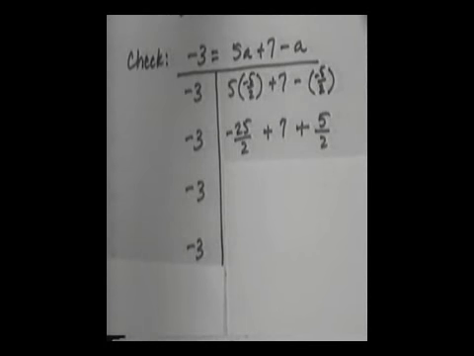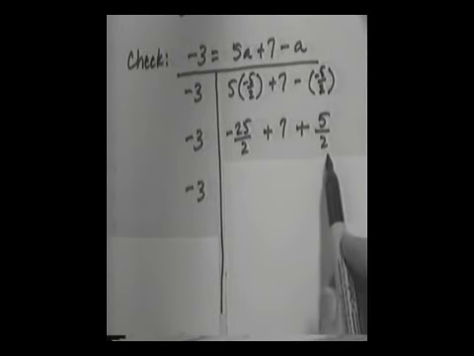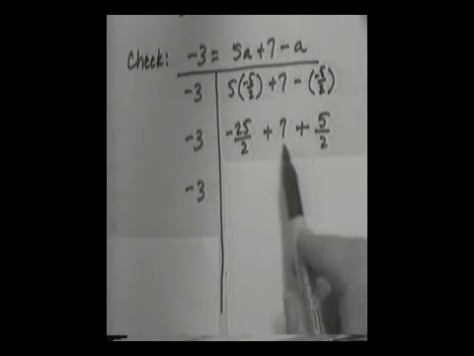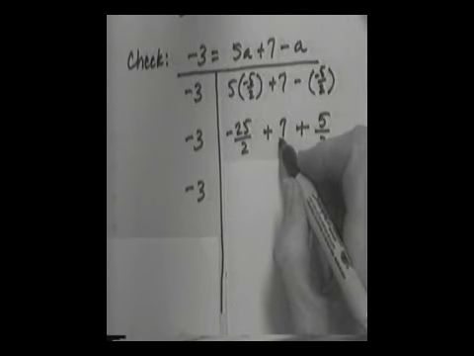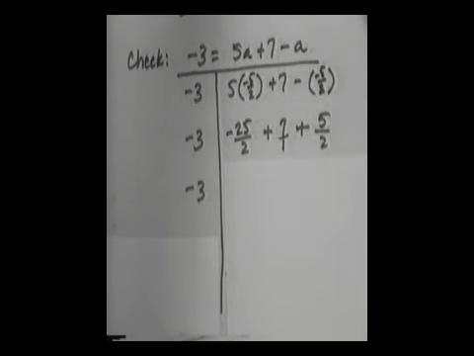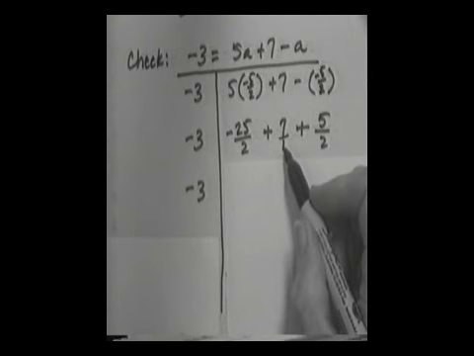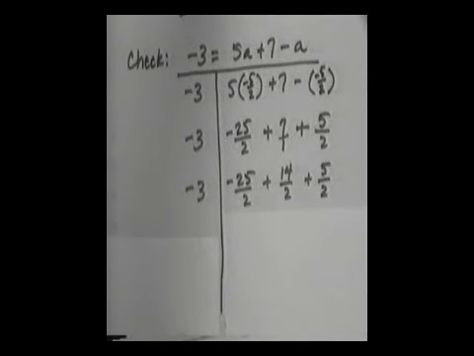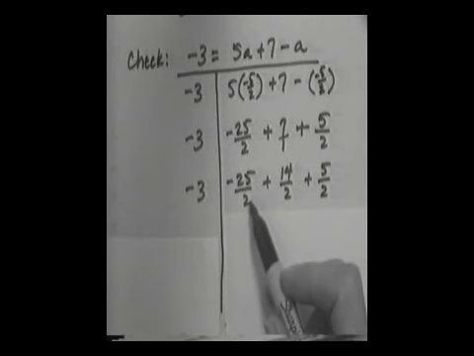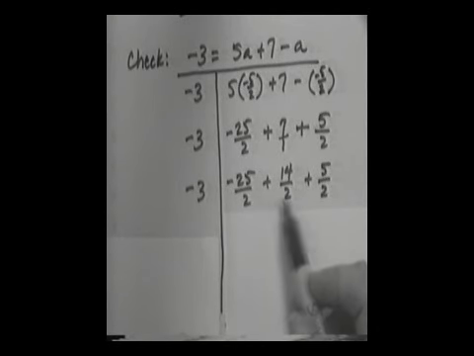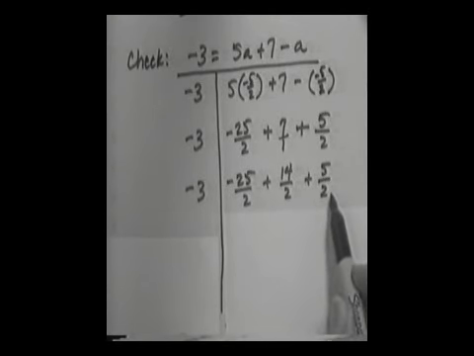On the right, we have negative 25 halves plus 7 plus 5 halves. To add these, we must get a common denominator. To add all these fractions, common denominator is 2. The 7, you remember, it is understood to be over 1. So we turn the 7 over 1 into 14 over 2 to get negative 25 over 2 plus 14 over 2 plus 5 over 2.